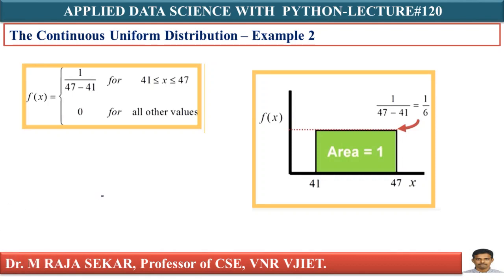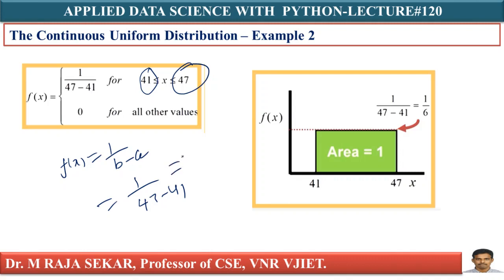Suppose the random variable is between 41 and 47. This 41 is the lower limit, 47 is the upper limit. First we have to find the PDF. What is PDF? Probability density function. That is f of x equal to 1 by b minus a, isn't it? 1 by 47 minus 41. That is essentially 1 by 6, isn't it?